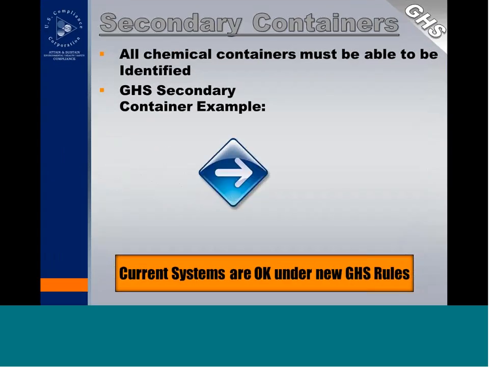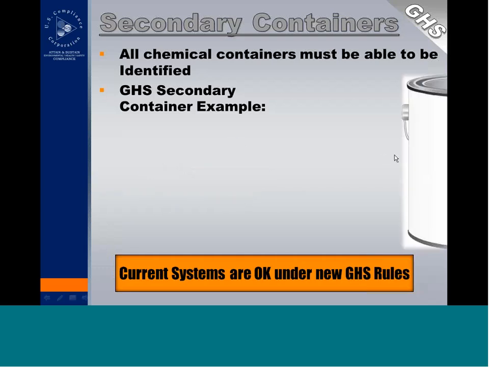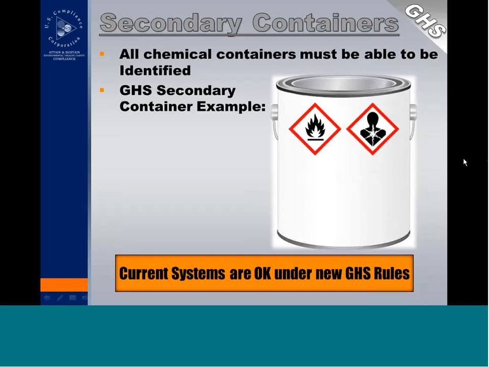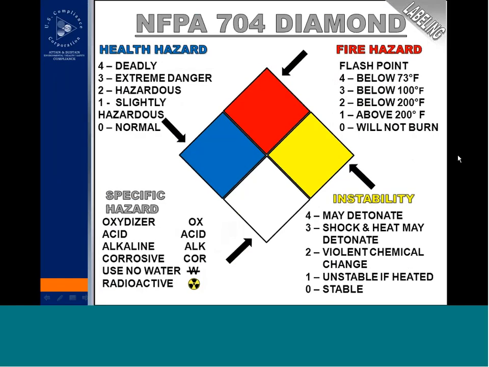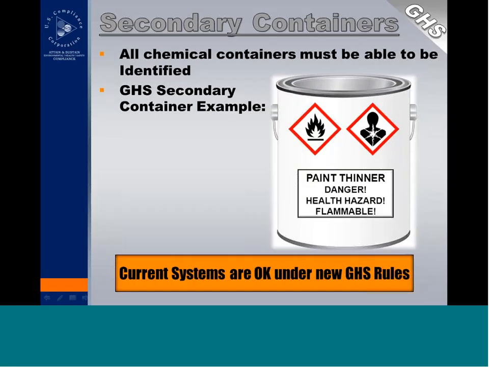So, all of our secondary containers, meaning we took an item out of a primary container and we put it into a secondary container, must be identified. What we have here is an example GHS secondary containment label. And what you see is the 2 pictograms, a description of the material, a warning statement.